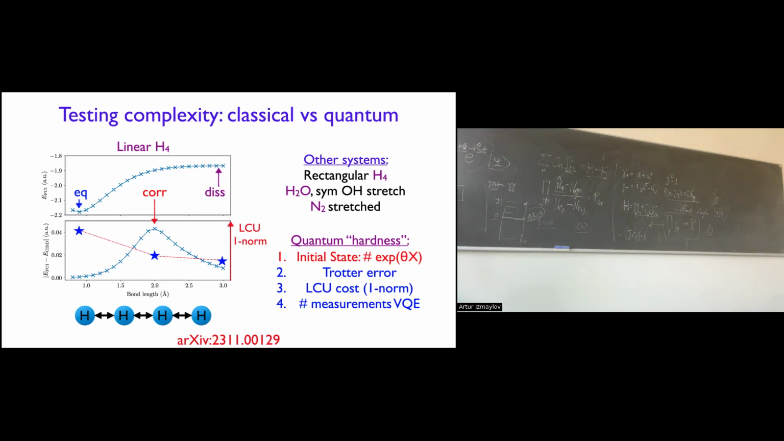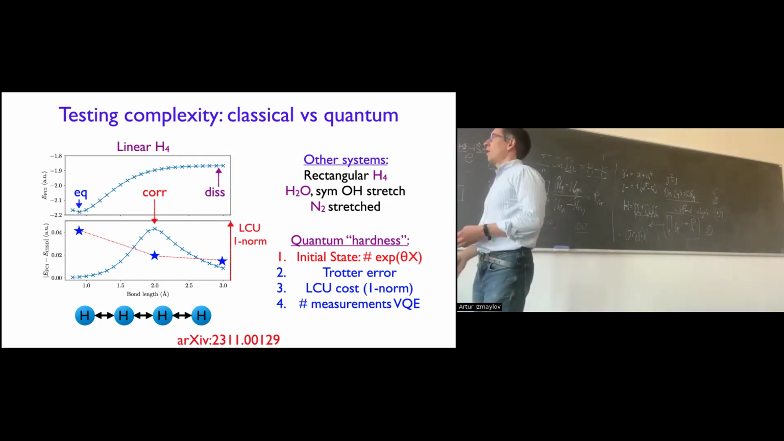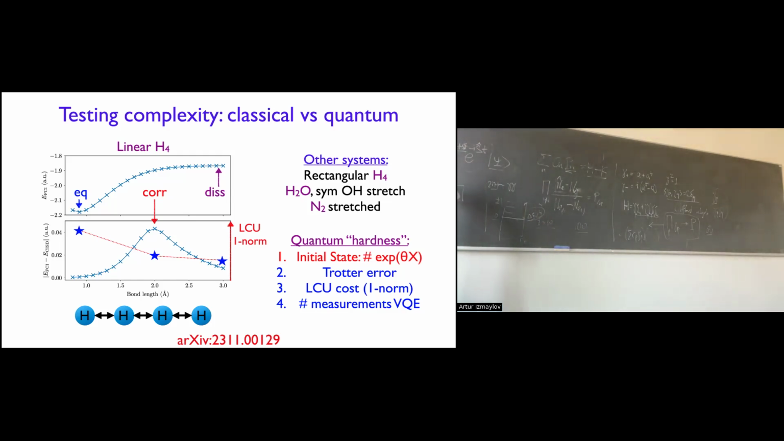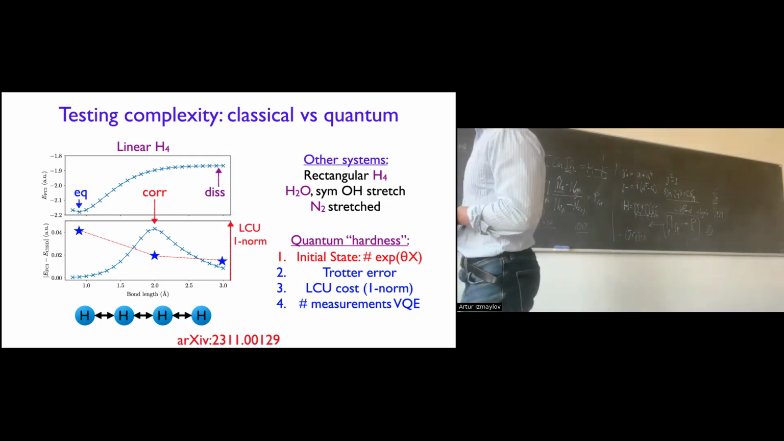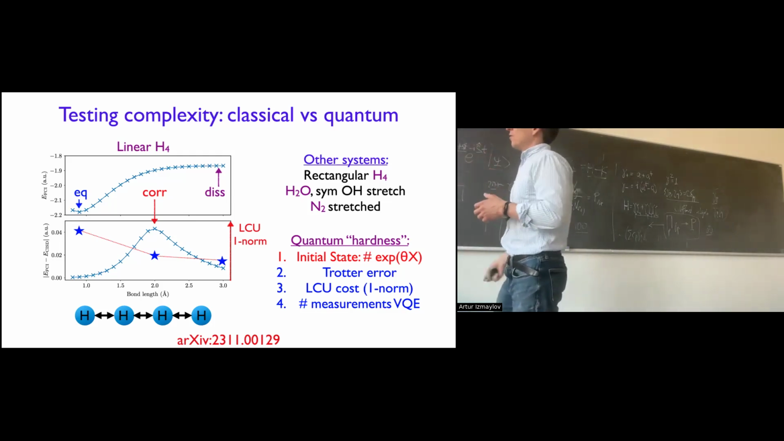This is a schematic plot of the LCU one-norm. As you can see, quantum hardness is not growing in this region where a classical method's system becomes hard. It actually becomes easy for quantum methods. The reason, again, is related to the spectral range. When you stretch the bonds, all these levels actually come closer to each other rather than spread apart from each other.